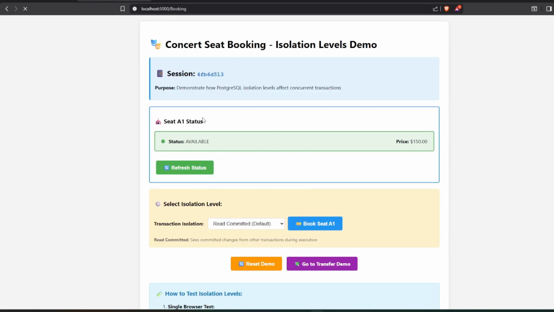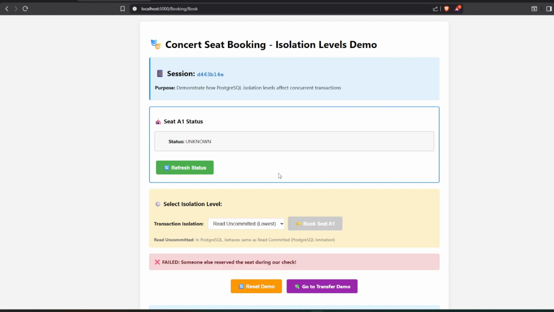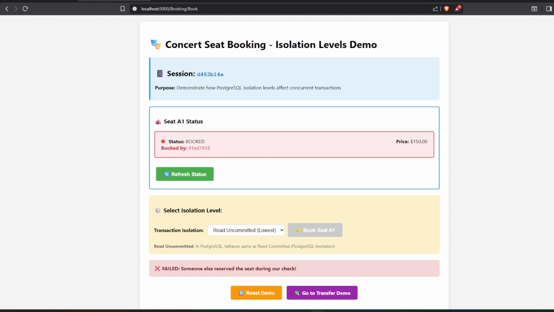Because I added that delay over there in my application, both of these transactions are going on. And you see the interesting part, this is the session I had, the 91ed918, right? And here I had this session. Because I started this one first, it shows you that this particular seat is being booked by this guy. Here also you see someone else reserved the seat during our check. Because we have put it into read committed, we are able to get this idea that even my query selected it, but someone else reserved the seat during our check.